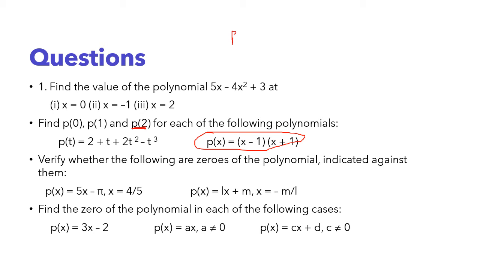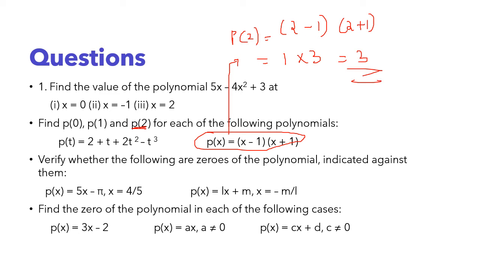All right. So P of 2 of this polynomial will be what? 2 minus 1 into 2 plus 1, right? So it would be what? 2 minus 1 is 1, into 2 plus 1 which is 3. 1 into 3 is equal to 3. Understood. So P of 2 is 3. In the same way, you can find the answers of the others by yourself.